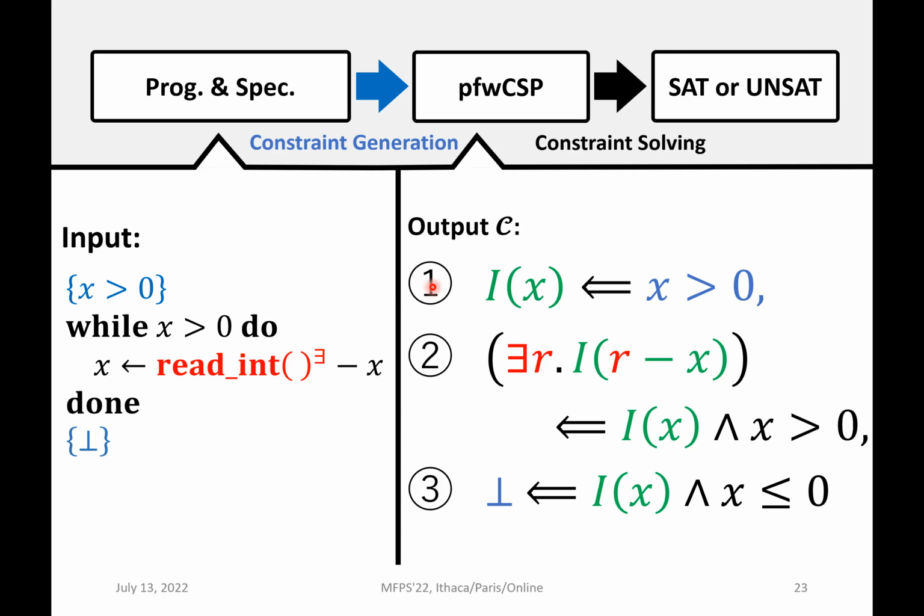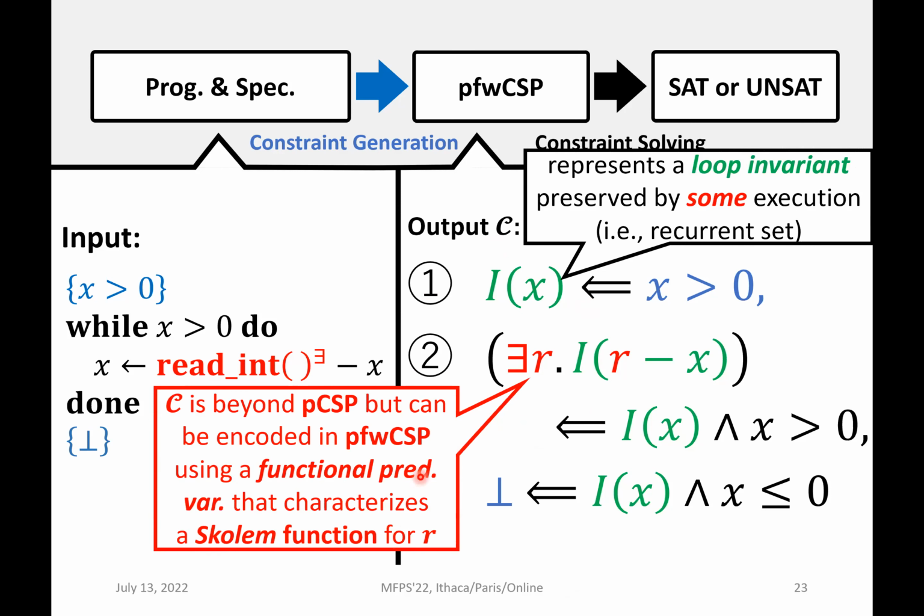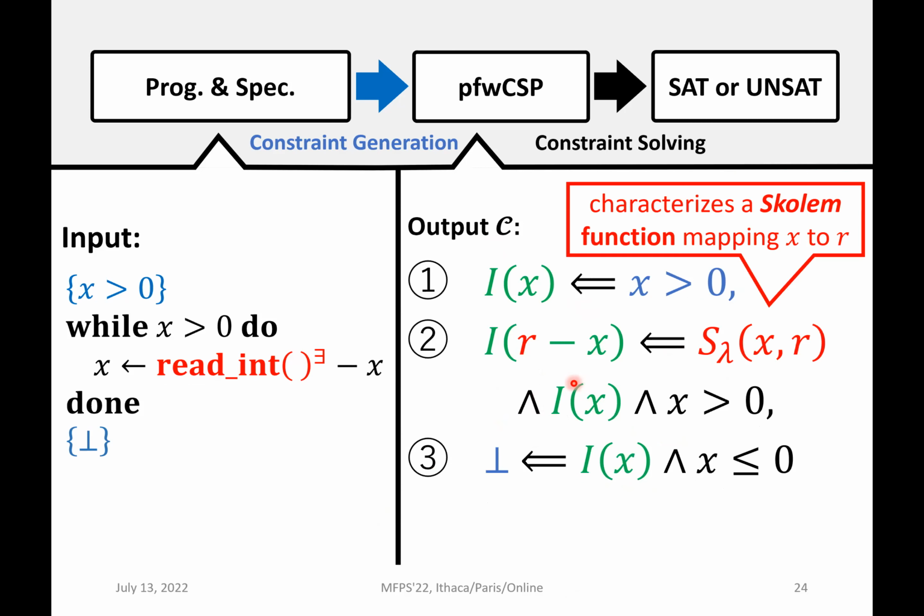Here, note that we use an existential quantifier to encode infinitely branching angelic non-determinism, but we can use a functional predicate to Skolemize the existential quantifier like this. Here, S lambda is a functional predicate that characterizes a total function, a Skolem function mapping X to R. This is a strategy to choose an appropriate R depending on X.